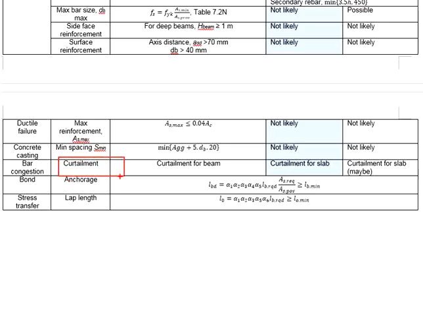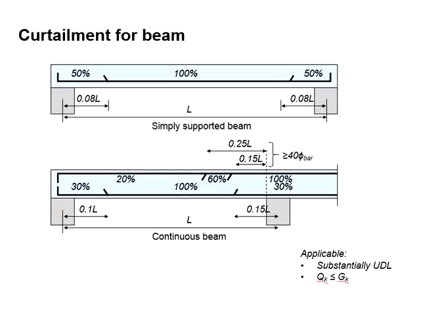Next is about the curtailment. Curtailment means that at certain designated places, when it is not necessary, the amount of reinforcement bar may be reduced. Such actions of reducing the amount of reinforcement bar will have no effect on the strength and the structural integrity of that particular member. Normally we do curtailment in order to save materials, save costs, and also to prevent congestion of the reinforcement, especially at the joint between different structural members.